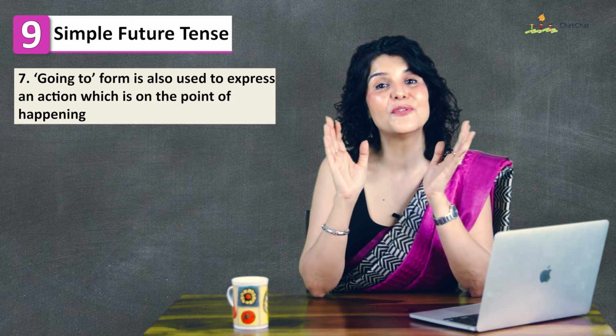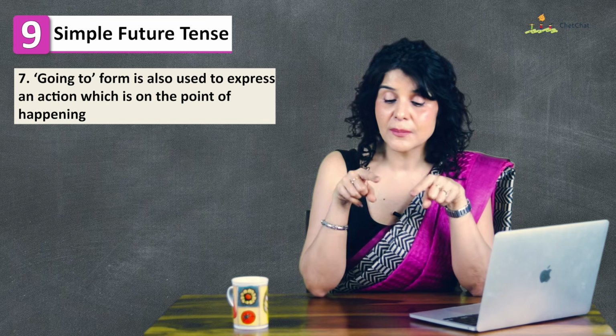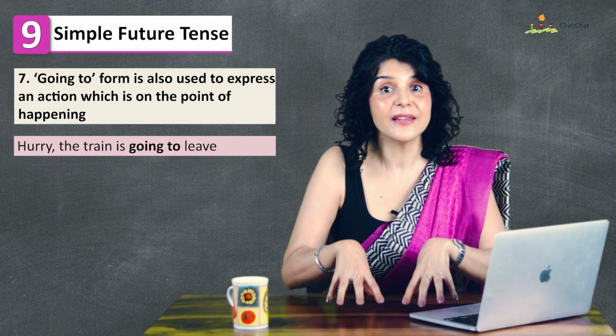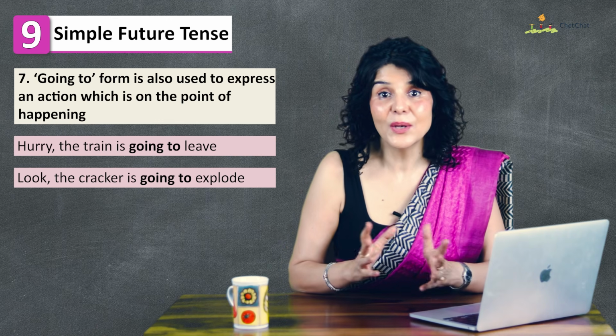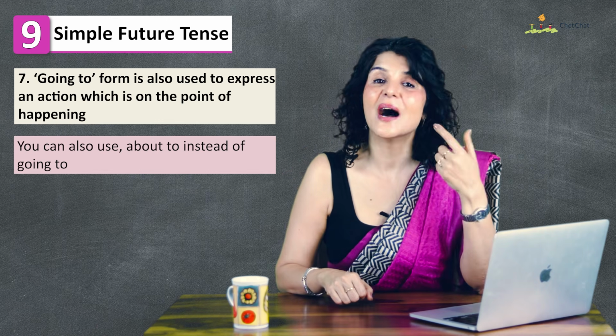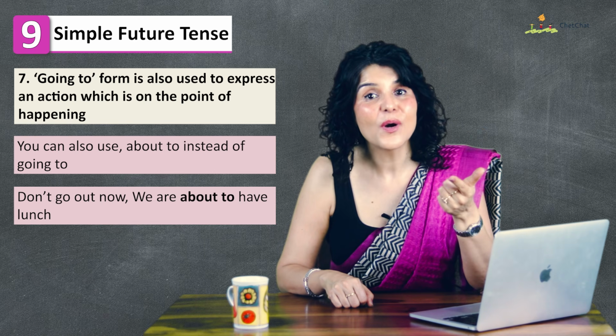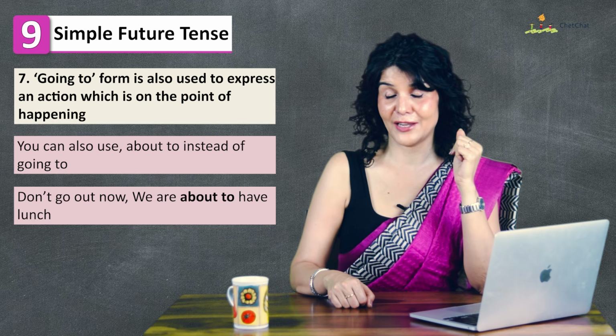Use number 7. The going to form is also used to express an action which is on the point of happening. Hurry, the train is going to leave. Look, the cracker is going to explode. You can also use about to instead of going to. Now, don't go out now. We're about to have lunch.